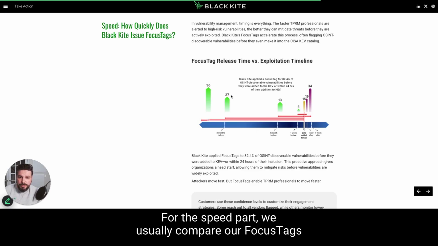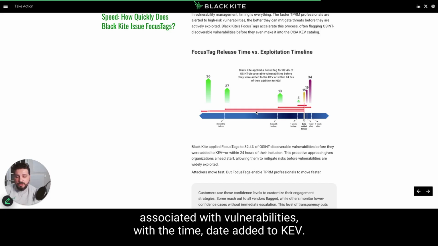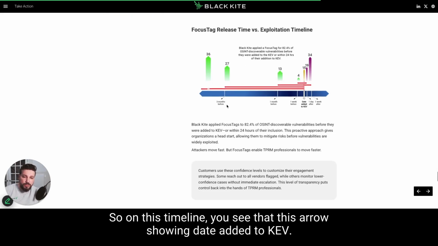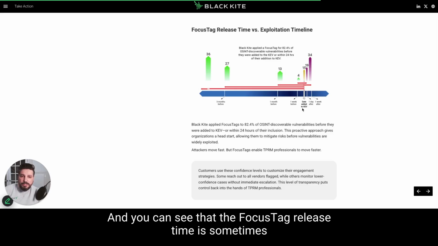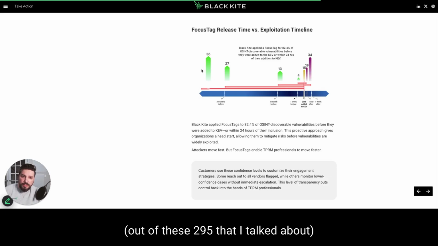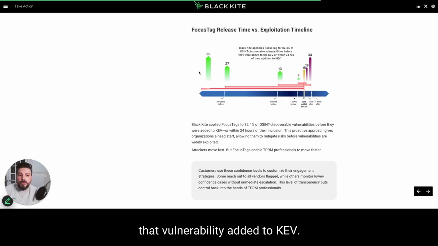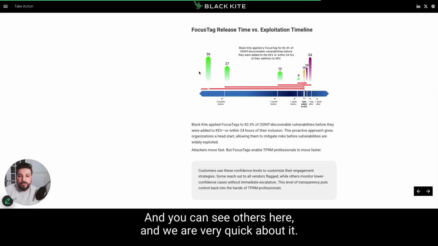For the speed part, we usually compare our focus tags associated with vulnerabilities with the date added to KEV. On this timeline, you see an arrow showing the date added to KEV, and you can see that the focus tag release time is sometimes like 3 months before. For 36 of the 295 focus tags that I talked about, we published the focus tag 3 months before that vulnerability was added to KEV. And you can see others here, and we are very quick about it.